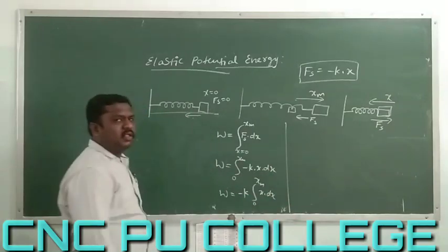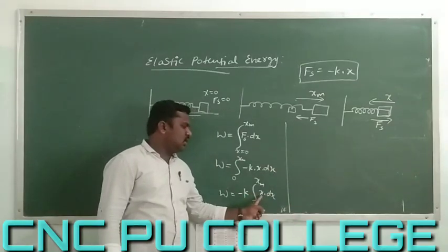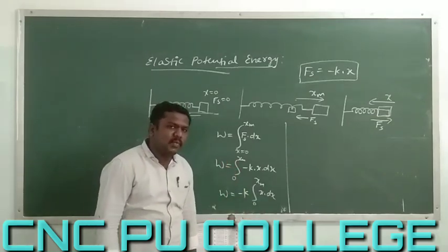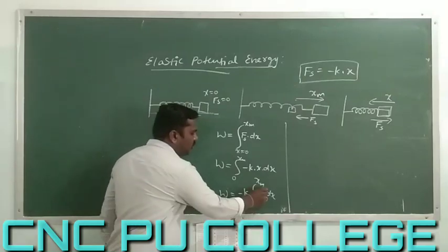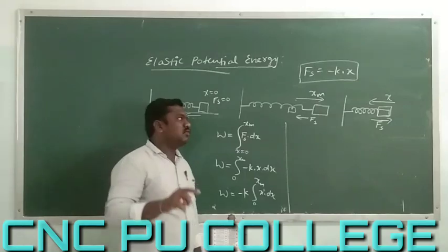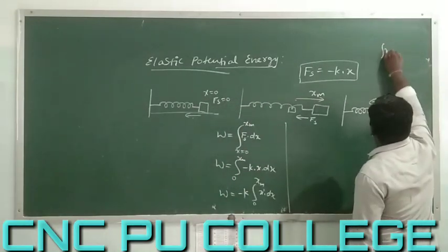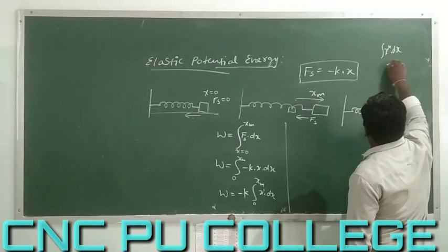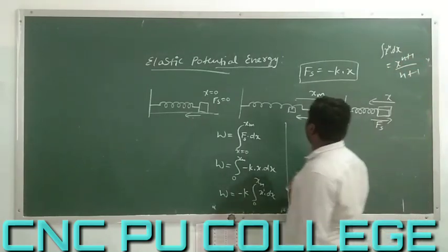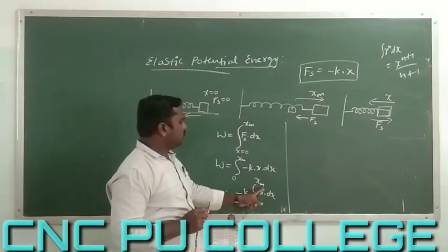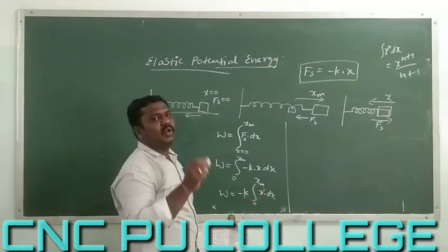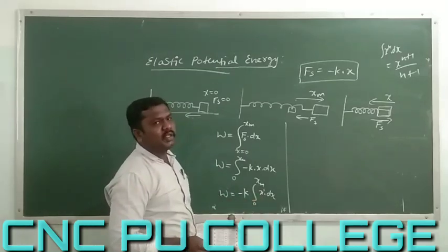And here we must recall the general formula of integration, that is the integration of x power n is x power n plus 1 divided by n plus 1. So what is the integration of x into dx? Here the power is 1. It is x to the power of 1 plus 1 divided by 1 plus 1. It is x square by 2.